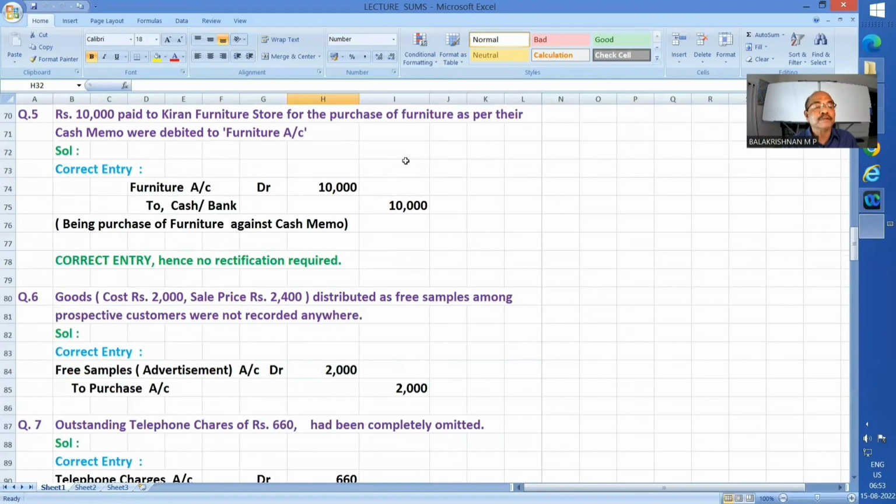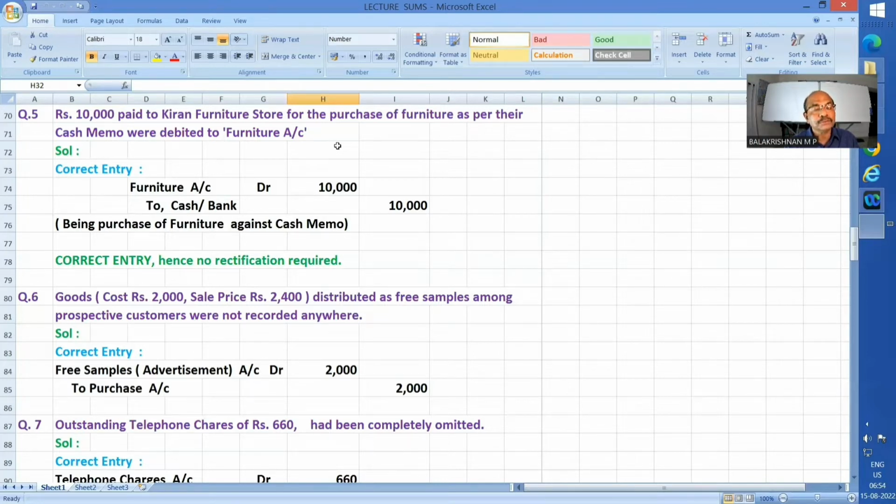Now question number 5. ₹10,000 paid to Kiran Furniture Store for the purchase of furniture as per the cash memo were debited to furniture account. Please read it once again. ₹10,000 paid to Kiran Furniture Store for the purchase of furniture as per the cash memo were debited to furniture account. So what's wrong in it? When furniture is purchased, we will debit furniture account. So it's an absolutely correct entry. Furniture account debtor to cash or bank. You will mention it's a correct entry, hence no rectification required.